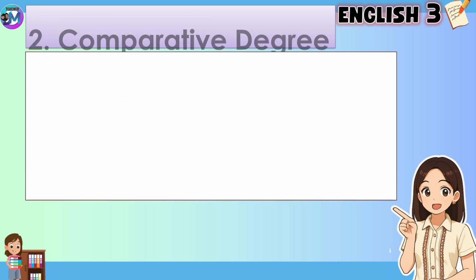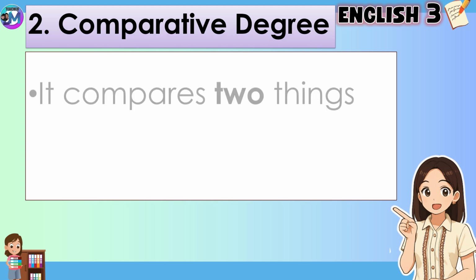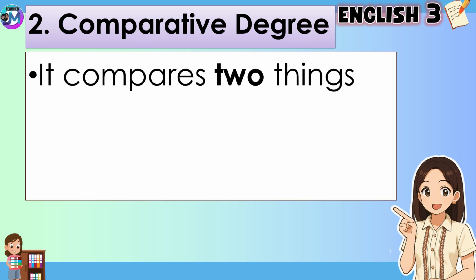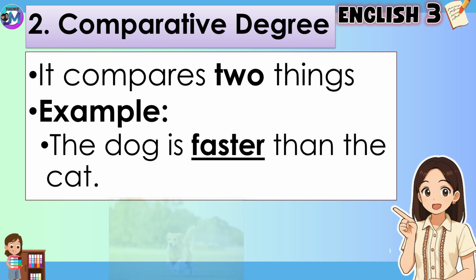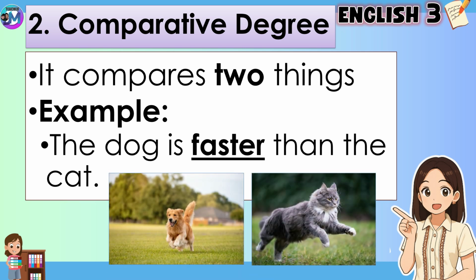Number 2, comparative degree. It compares two things. For example, the dog is faster than the cat. As you can see, we compare the dog and the cat.